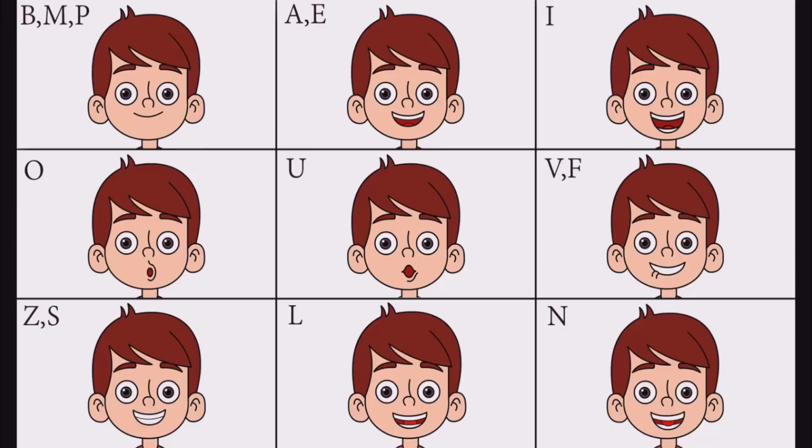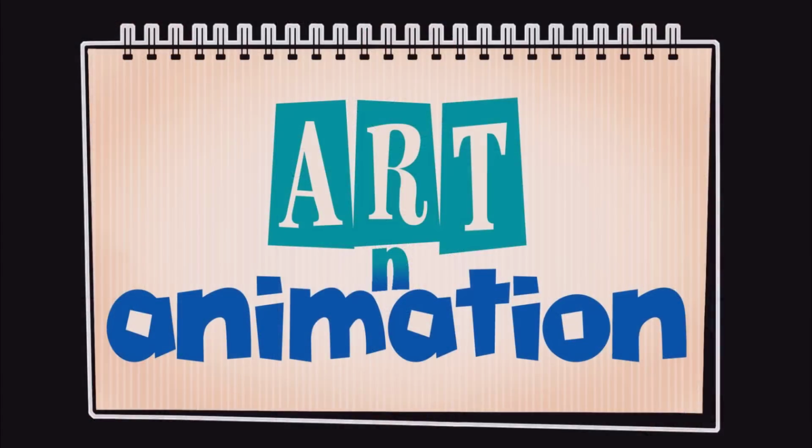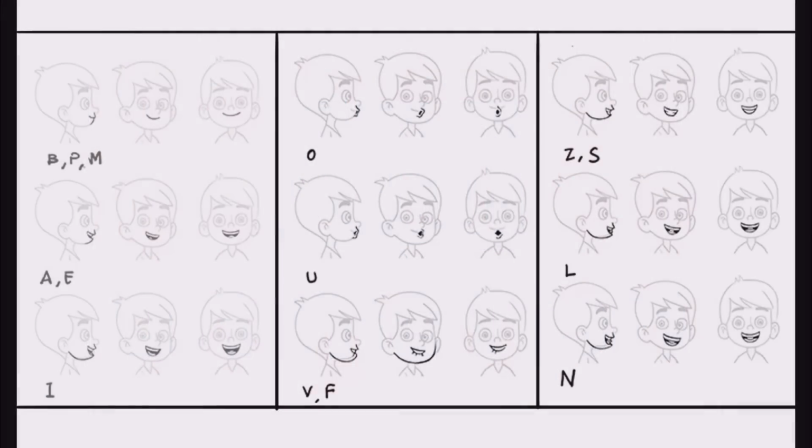In this video, we are going to draw the lip shapes of our character so that they can be used for lip sync whenever required. There are total 9 lip shapes for this character. These are B, P, M, A, E, I, O, U, V, F, Z, S, L and N. Please see the video to get a better idea.